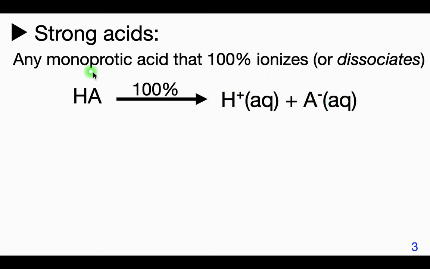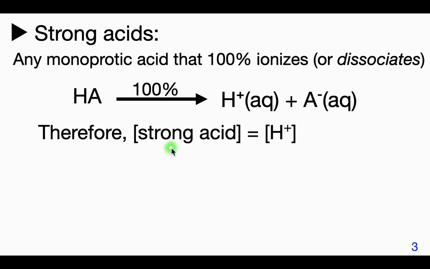Now, monoprotic is the case for strong acids, diprotic and triprotic. Though you can have a strong acid be di or triprotic, it's only the first hydrogen that is released 100%. But don't worry about that. You're only going to be asked about monoprotic acids.